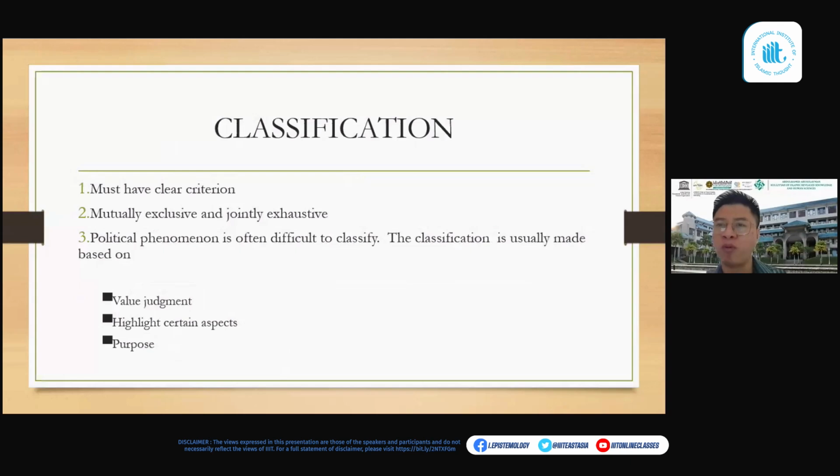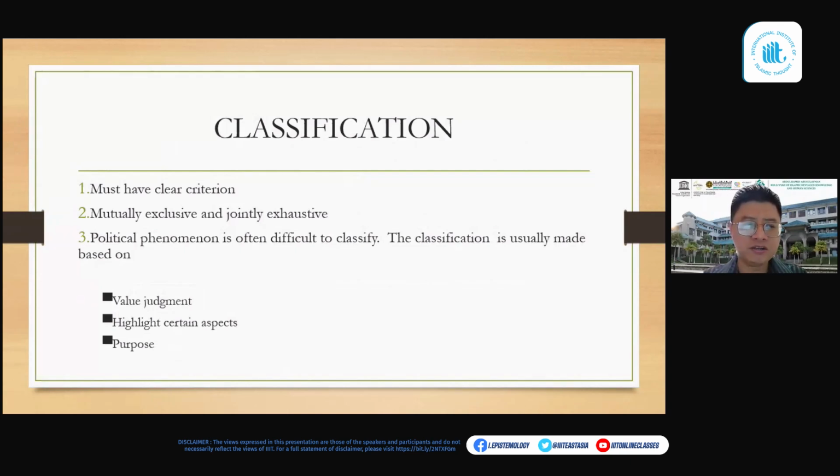Category C is even less democratic. So at least we can see the continuity over there. All right. This is about a good way of classification. Now, interesting part will be the third one. Political phenomenon is often difficult to classify.